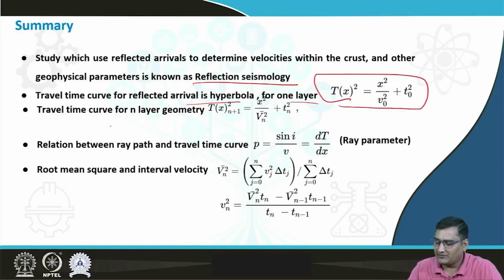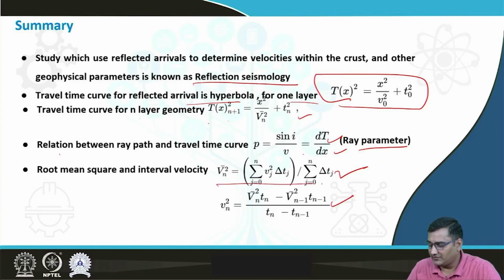The travel time curve for n layer geometry is Tx n plus 1 square is equal to x square by v dash n square plus Tn square. The relation between ray path and the travel time curve is P is equal to sin I by V is equal to dt by dx, the ray parameter. Root mean square and the interval velocity can be found out using the Dix equation and this particular formula.